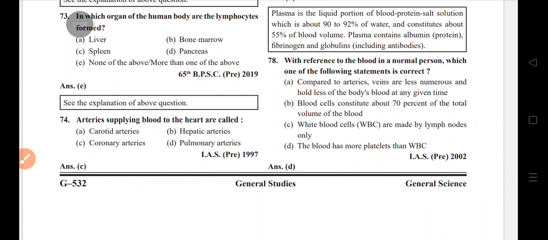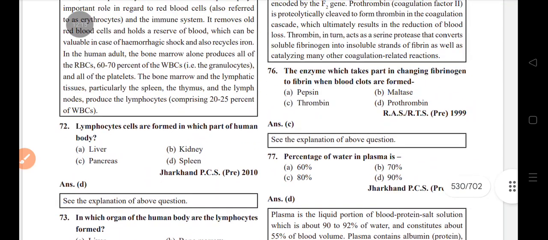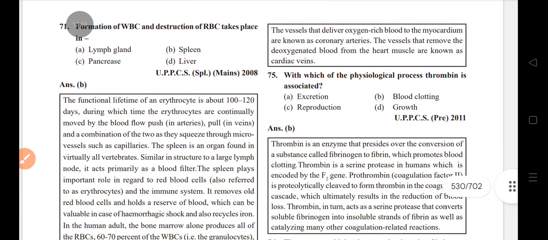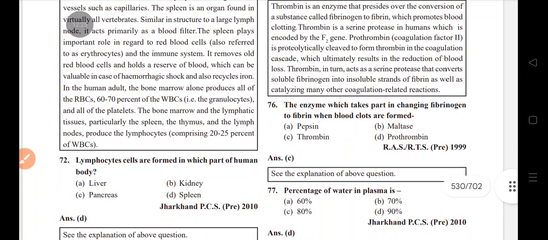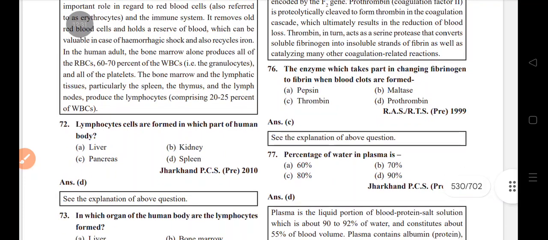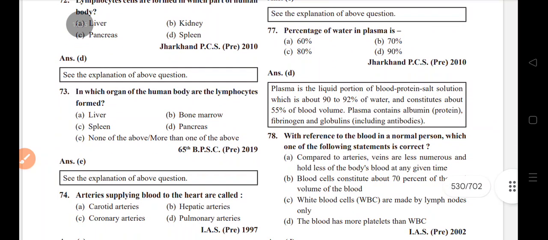Arteries that supply blood to the heart are called coronary arteries. With which physical process is thrombin associated? Blood clotting. Which enzyme takes part in changing fibrinogen to fibrin when blood clots are formed? Thrombin. The percentage of water in plasma: 90%.